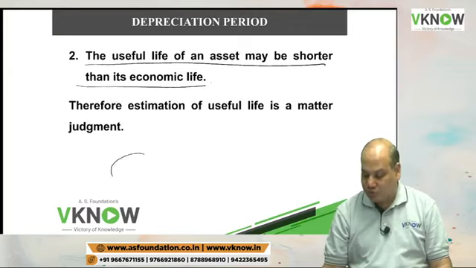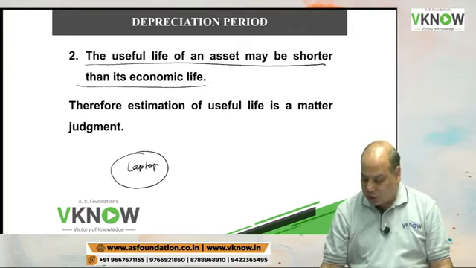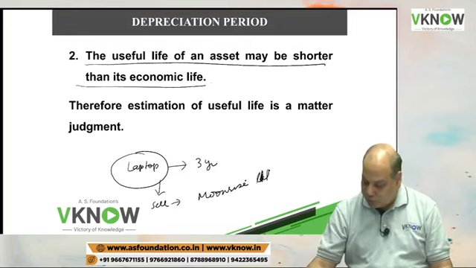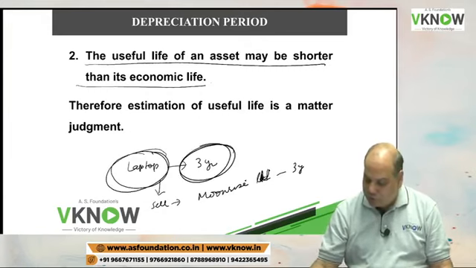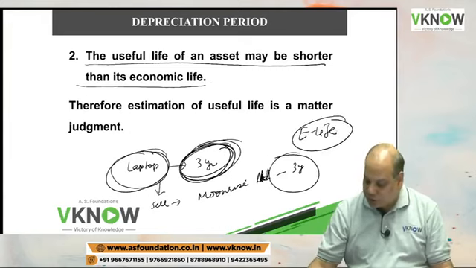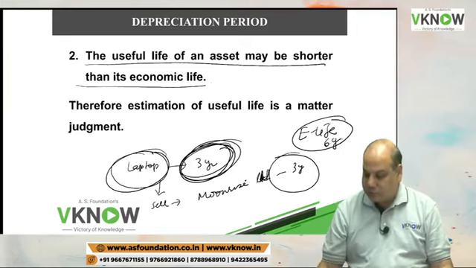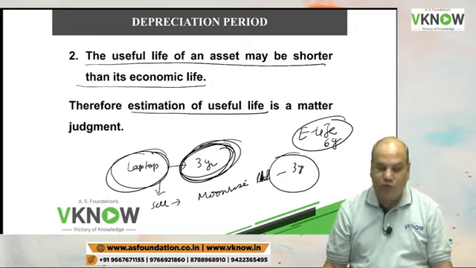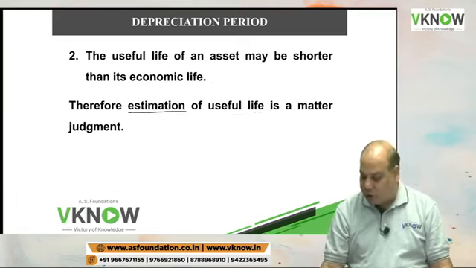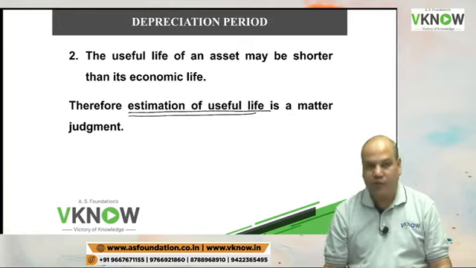I had told you that I have a laptop. I will use it for 3 years. Then I will sell it to Moonrise Limited. Moonrise Limited will use it for 3 years. So for me, useful life is 3 years, but the economic life of this laptop is 3 plus 3, that is 6 years. Estimation of useful life is a matter of judgment. Very good statement. Nobody really knows what is the useful life exactly.